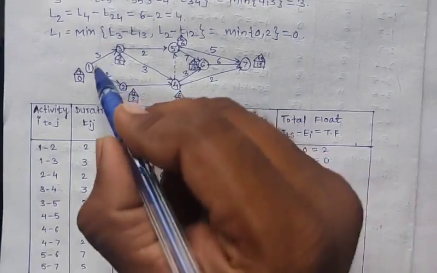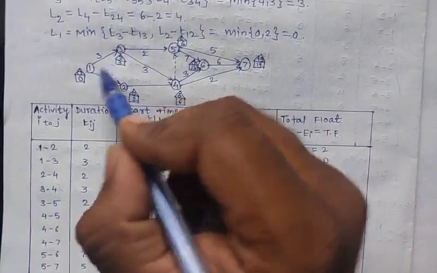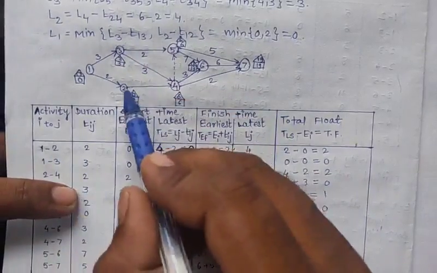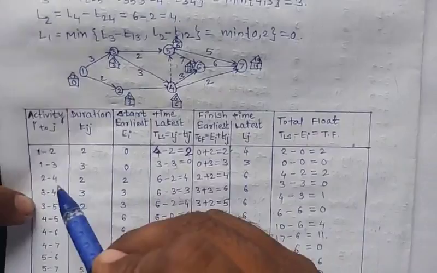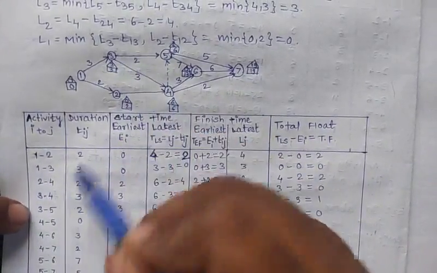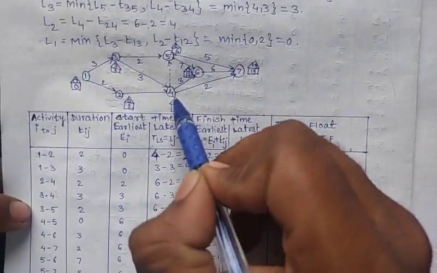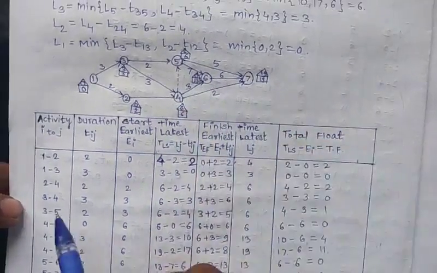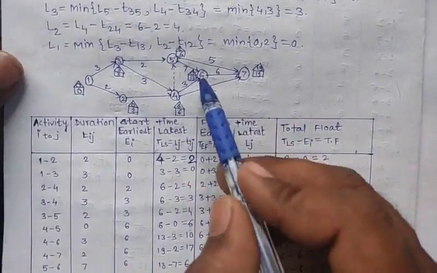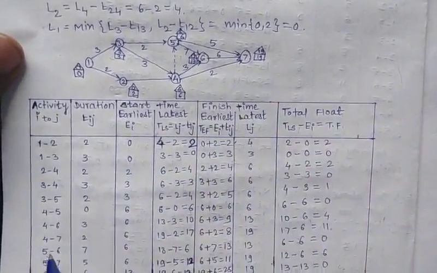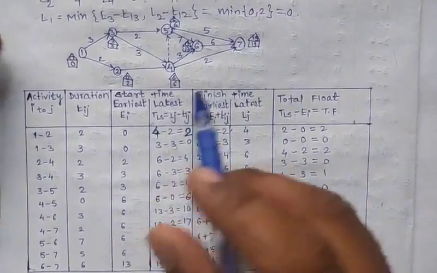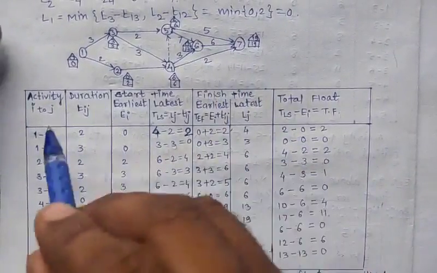So we start from the first activity. 1 goes to 2 and 1 goes to 3. Okay, 1 2, 1 3. Next, 2 goes to 4, only 1. Next, the third activity goes to 4 and 5. Next, the fourth activity goes to 5, 6 and 7. Next, the fifth activity goes to 6 and 7. And next, 6 goes to 7. Okay, so this is the time duration for each activity.